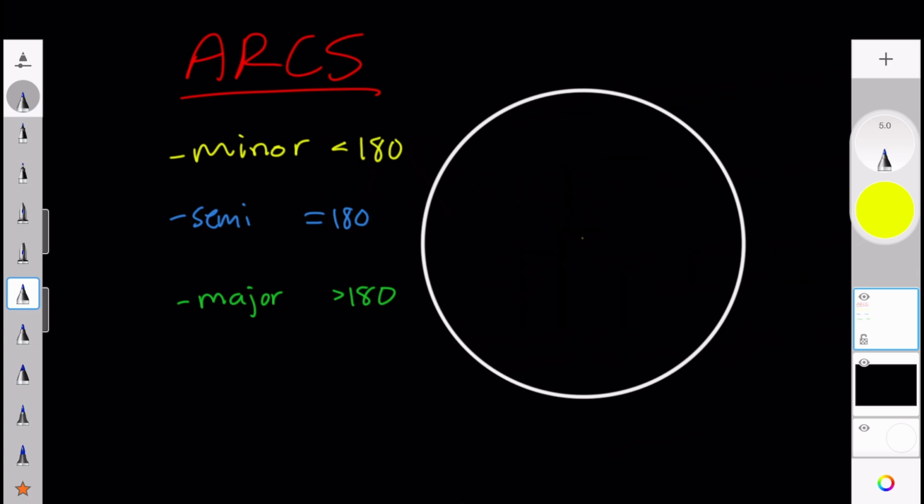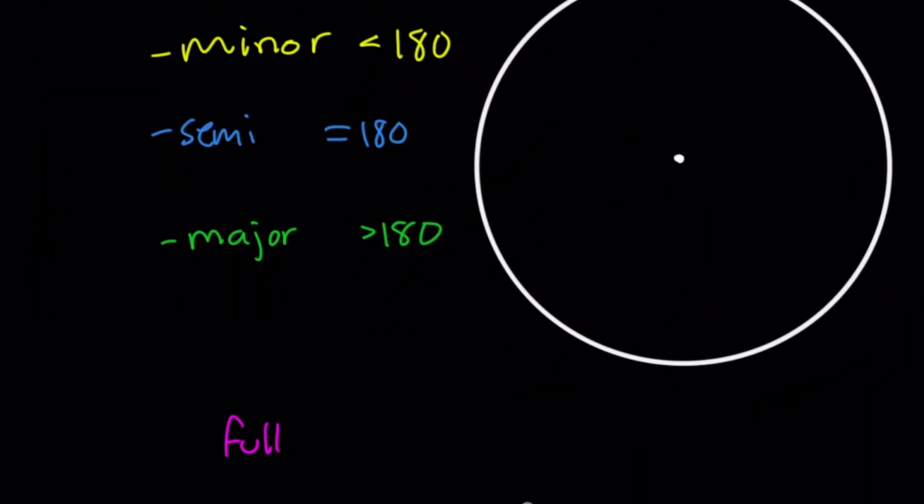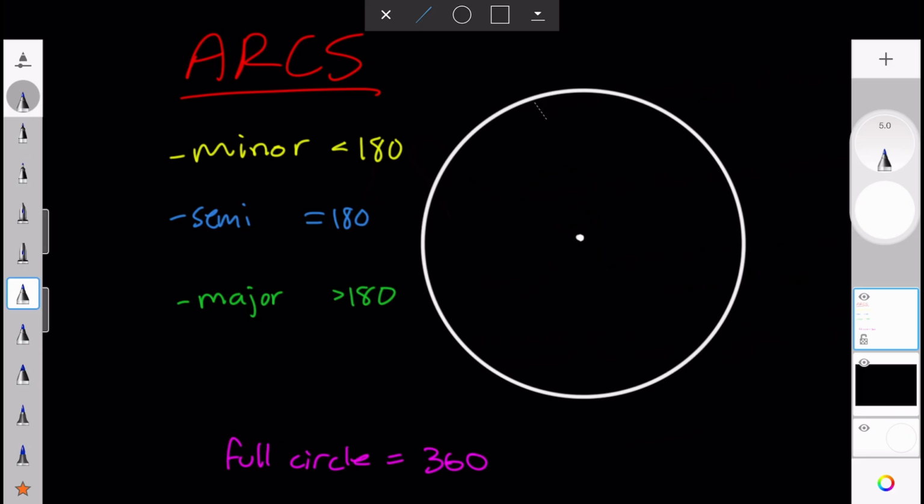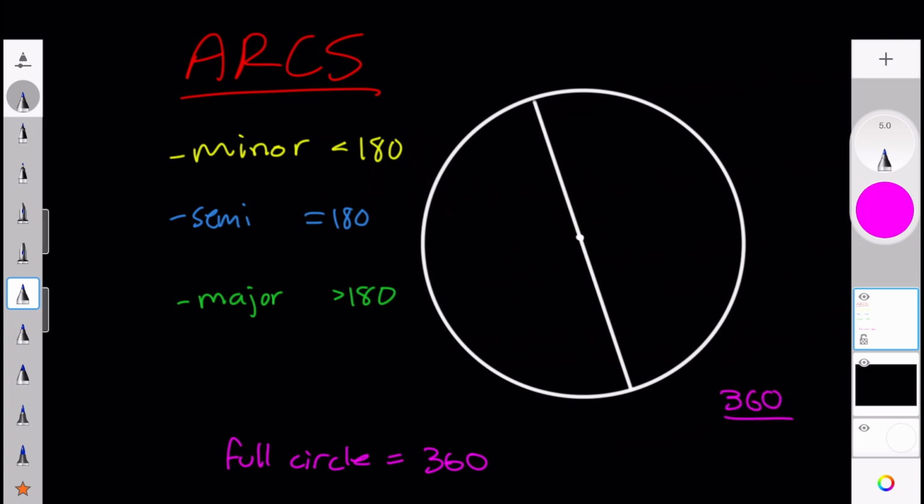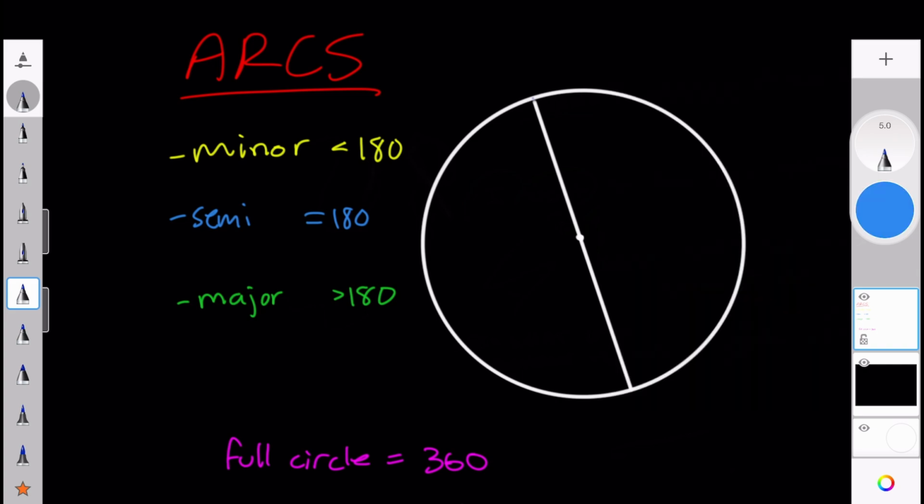Anyways, let's plot the center of the circle here. Let's do a different color. I would say that's around the center. So let's start off with a minor arc. We know that a full circle is equal to 360. Half the circle is going to be 180, because 360 divided by 2 is equal to 180. I guess we can start off with semi actually, because semi can only be one kind. So yeah, it would be here.